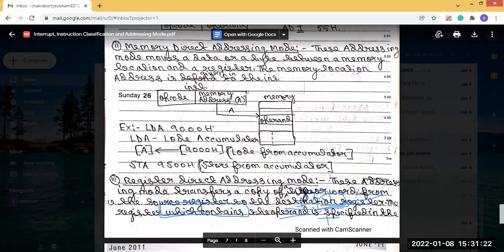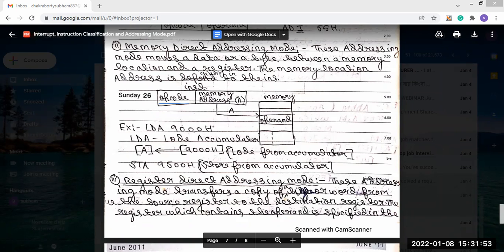What you see is the instruction: the opcode is there. But in the place of the operand, what are we mentioning? The memory address. And inside that particular memory address, the operand is stored. So in the case of immediate addressing mode, inside the instruction, we are directly mentioning the operand.